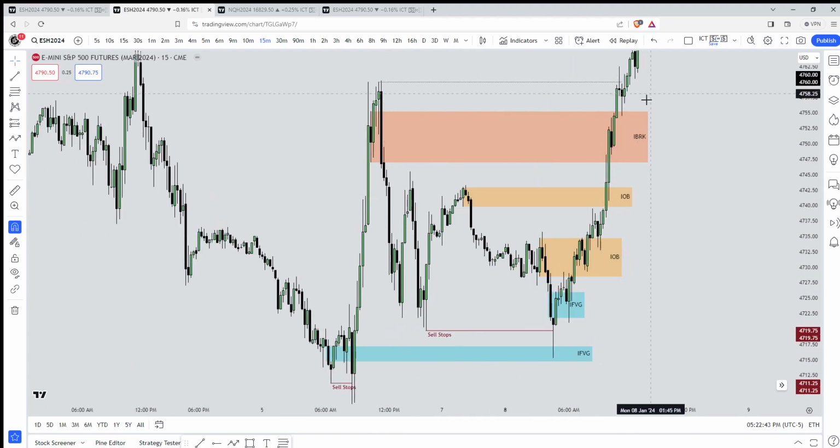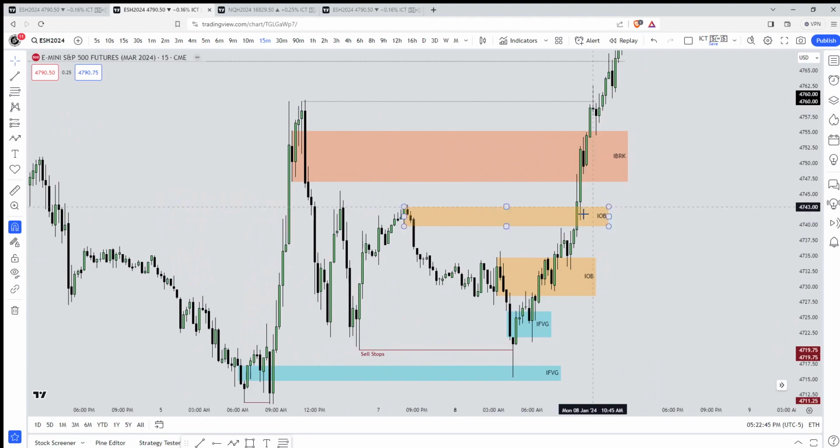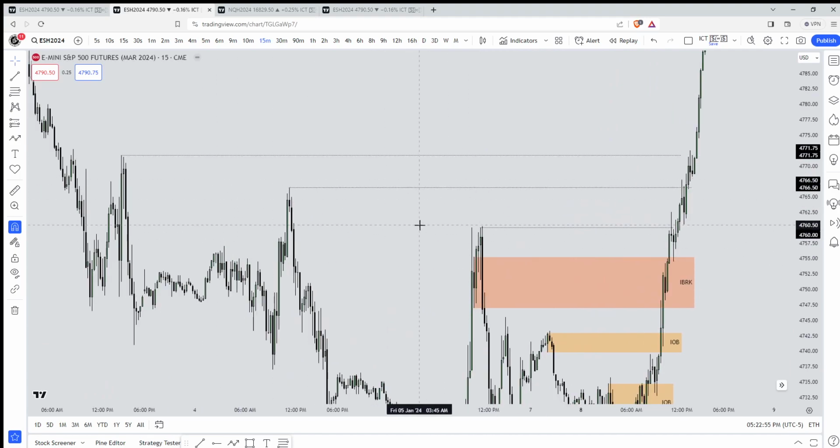But here we have the draw on liquidity being higher. Price is referring back to these PD arrays. When you're anticipating higher prices, like we are here, since it raided the sell stops and started to expand higher, I'm going to extend these out as I'm looking for the liquidity to be targeted up here.